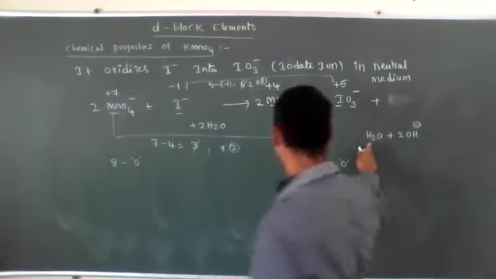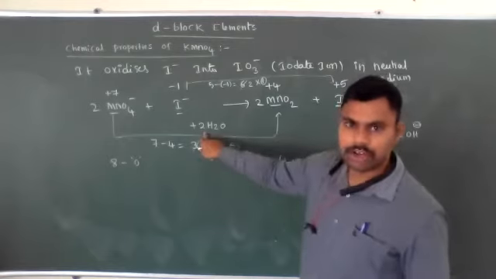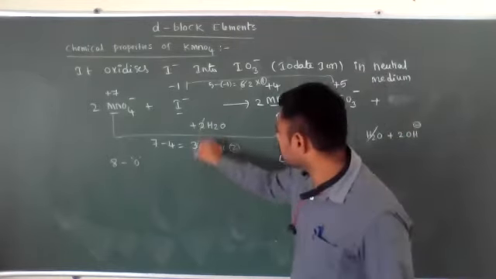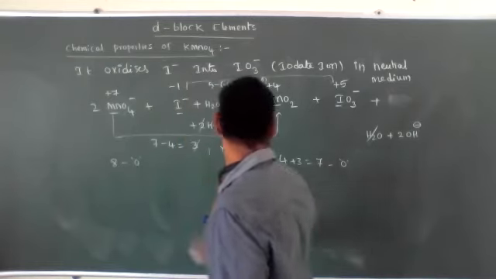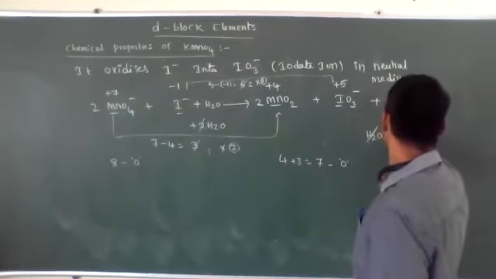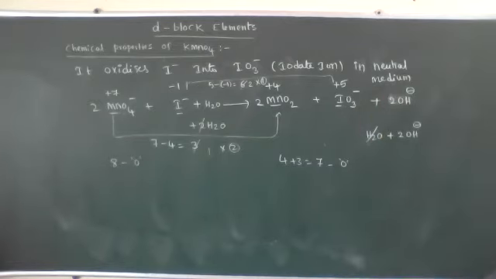But already on the right side there is one water molecule, and on the left side 2 water molecules are present, which means it will cancel one. So only one water molecule will come, plus 2 OH minus. This is the balanced equation.